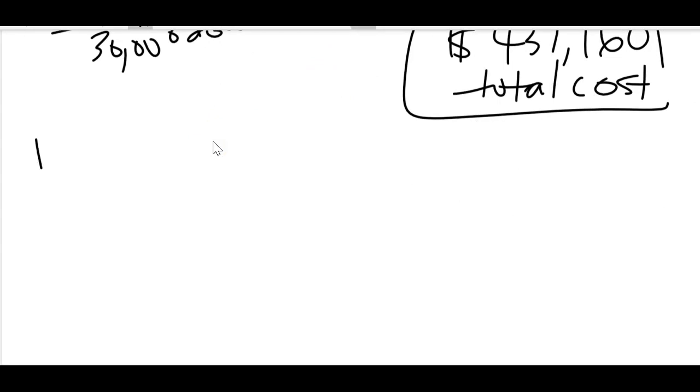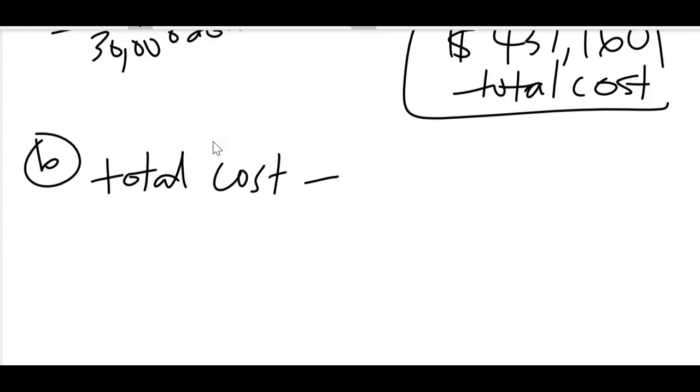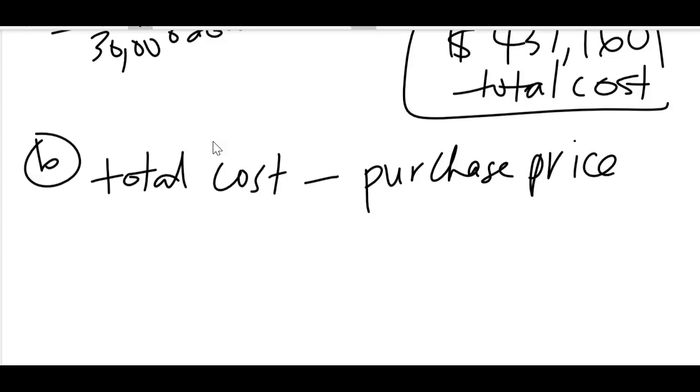So to answer part B, we want to find out how much of the cost is going to be the interest. We need to subtract the total cost of the house minus the purchase price. Okay, and that'll tell us how much was paid in interest.